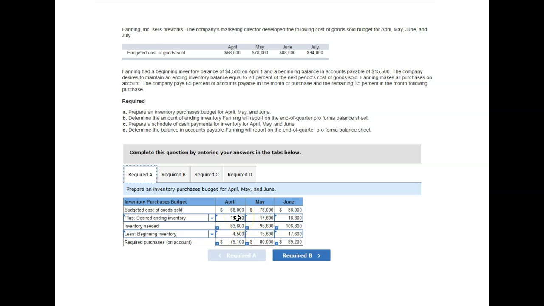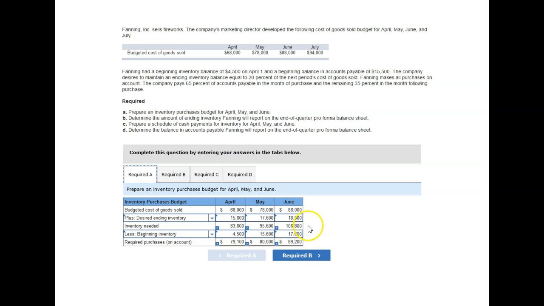If we budget $15,600 for ending April inventory, that's going to be beginning May inventory. You can see the same thing happens over here, May to June. So we only have to buy $80,000 of inventory during May. Cost of goods sold. Let's cover our desired ending inventory, 20% of the next month's sales. Total needs, $95,600. We don't have to buy $95,600 because we already have $15,600 on hand. We only have to purchase $80,000.